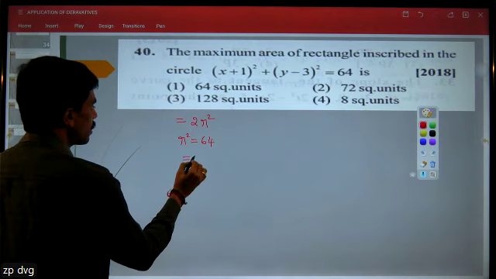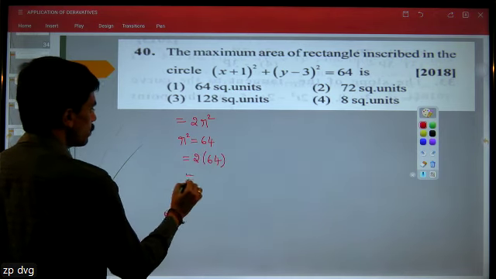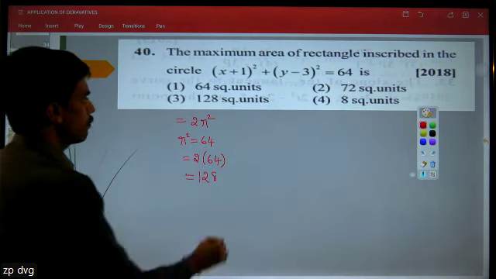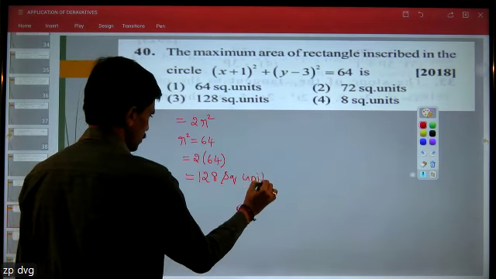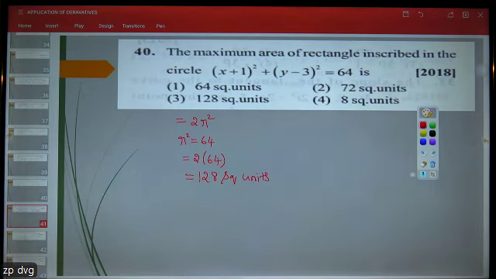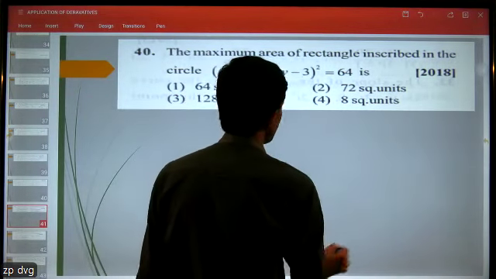So substitute the value of r square. We get 2 into 64, which is equal to 128. The correct answer is 128 square units. So option 3 is the right answer. Okay. So question number 40 completed. So next we will go for question number 41. So question number 41.